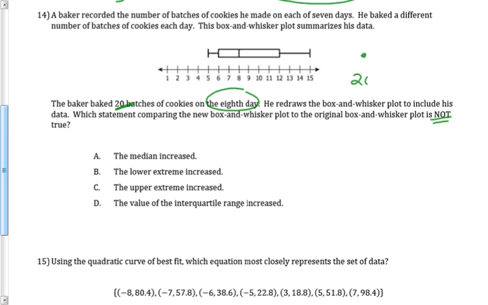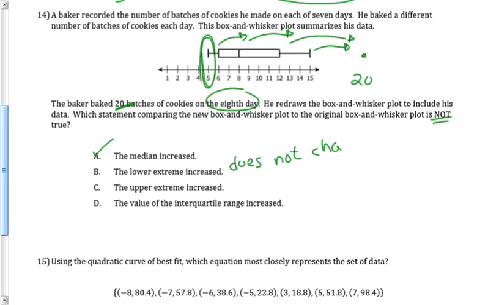We'll call this 20. So what this is going to do is pull all of these values, make them all a little bit bigger. I'll pull them towards that upper value of 20. So the median is going to increase. The lower extreme is still going to be 5. The lower extreme is not changing. So this should be our answer.